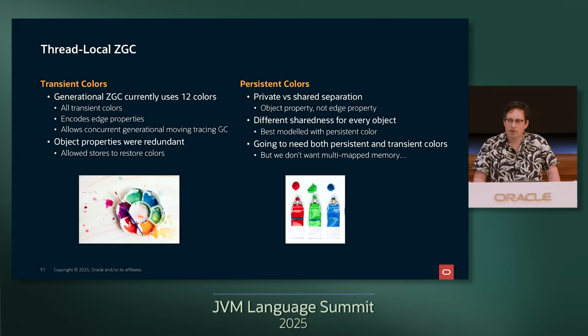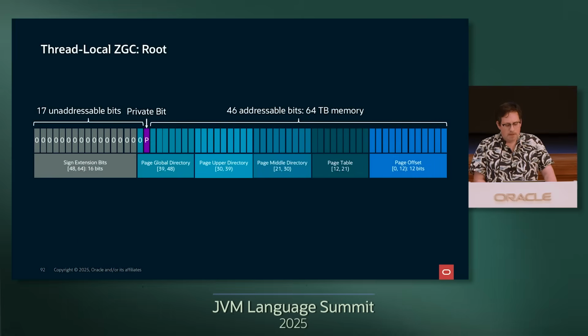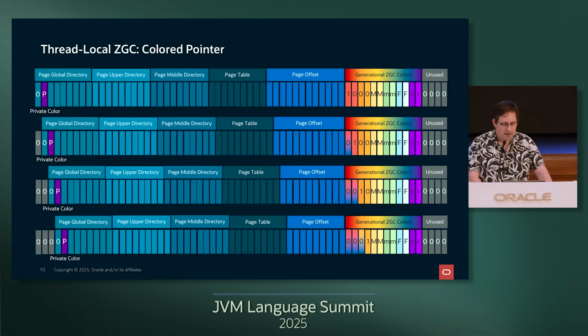We need persistent colors. What this implies is that we're really going to need a combination of transient and persistent colors. But we don't want to go back to the RSS inflation problems we have with multi-mapped memory. We'll get to that. But yeah, we basically want some kind of private bit here in the pointer that tells us about whether the object is private or shared. And in our colored pointers, it might look something like this in the high order bits.